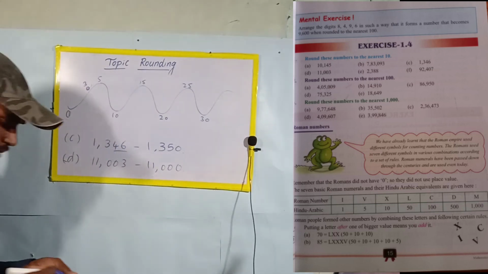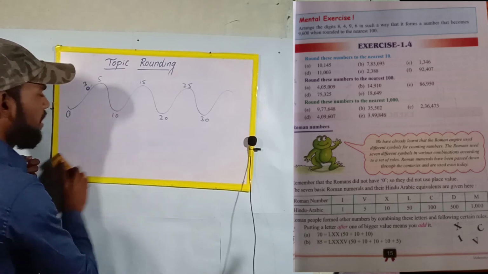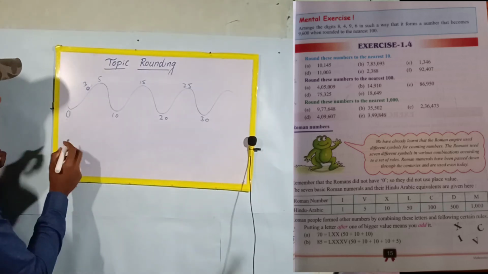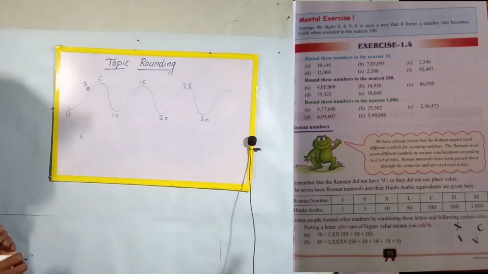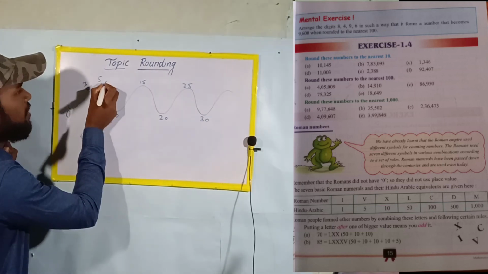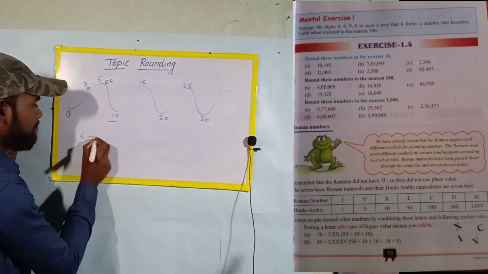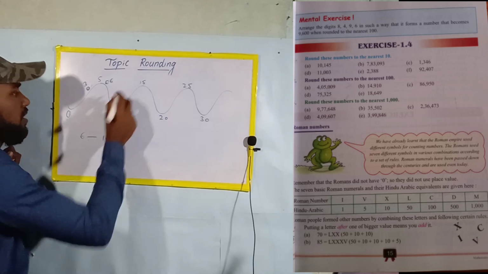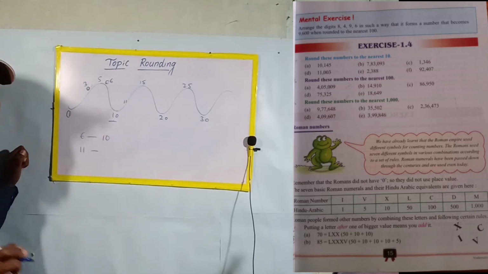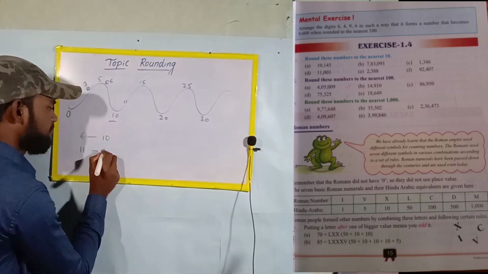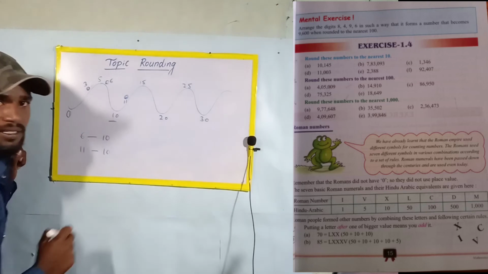Now for example, I am giving examples, these are not in the textbook, but I am giving them. See here. What is the nearest rounding off number for 6? Tens. That is 10. Here the ball is here, 6. So it moves towards 10. Okay. Now 11. 11 is here. What is the rounding number of 11? 10. See here, the ball is here. This ball moves towards 10.